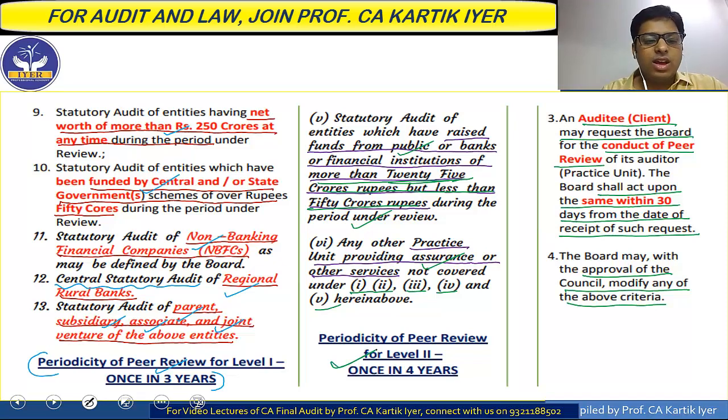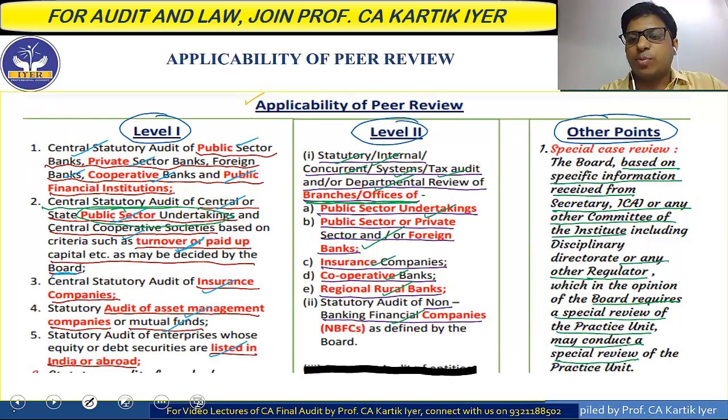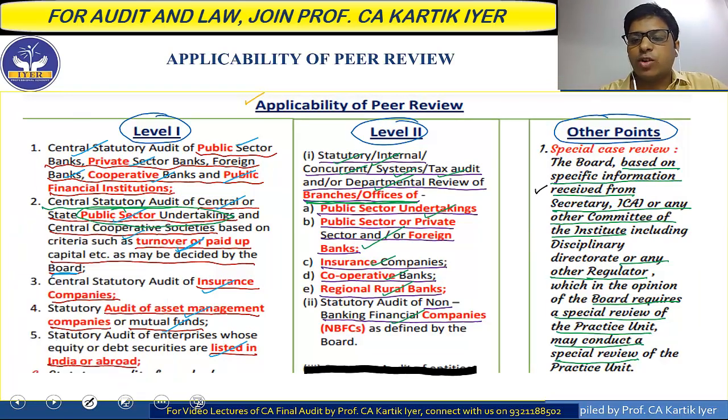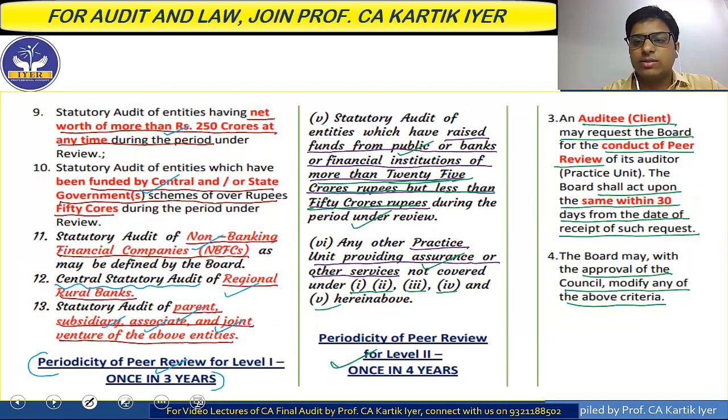Next is basically other points. They have said that the board, based on specific information received from the secretary of ICAI or any other committee of the institute, including the disciplinary directorate or any other regulator, which in the opinion of the board requires a special review, may conduct a special review of the practice unit. So they have put a plea that we need to do a special review of this firm of CA.